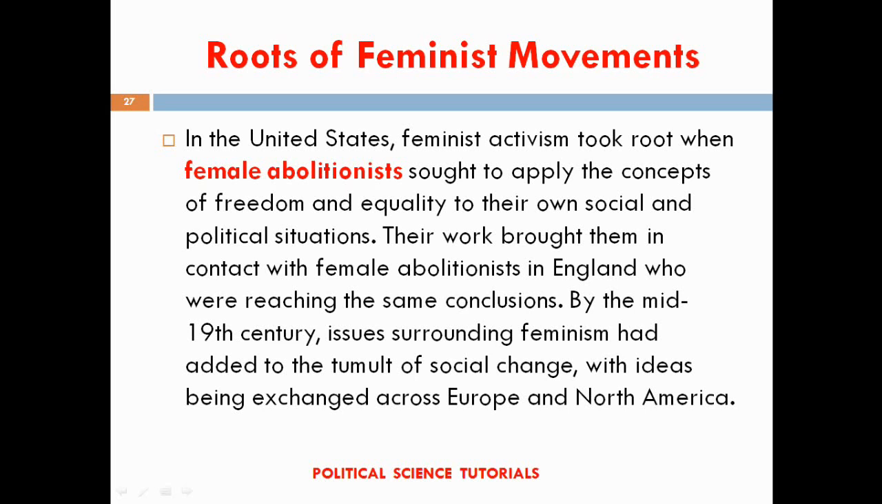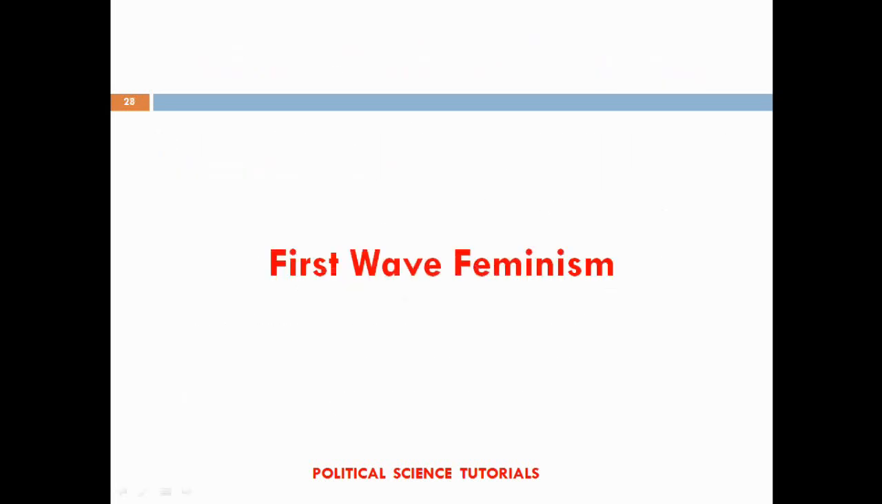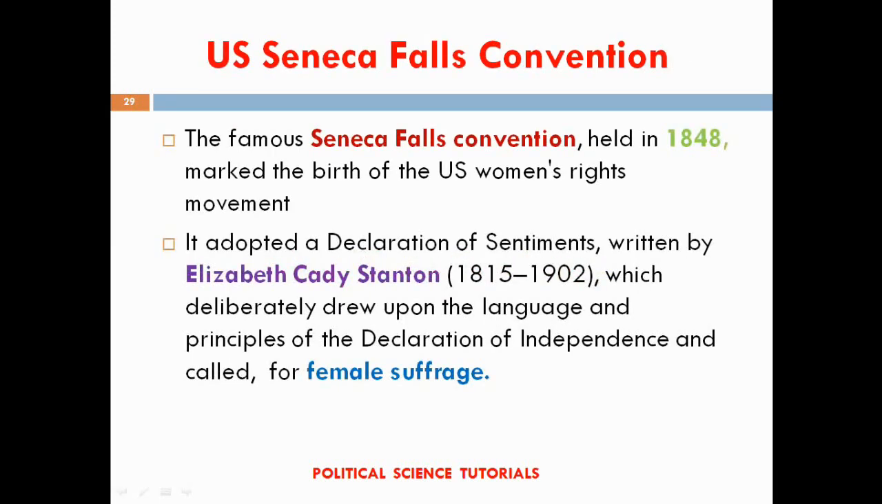Now, the history of feminism we are going to discuss systematically in 4 waves. Here in different waves we will try to understand the main objectives, related thinkers and their achievements. The history of feminist movements is divided into 4 waves.